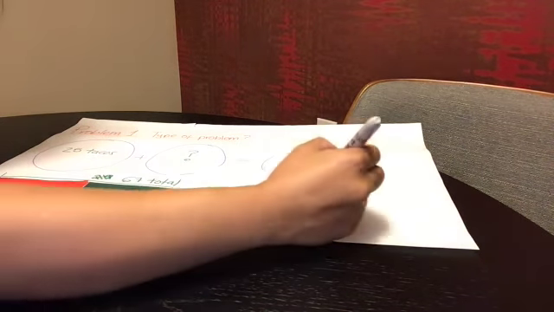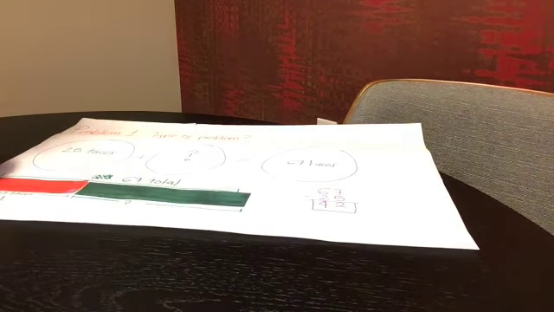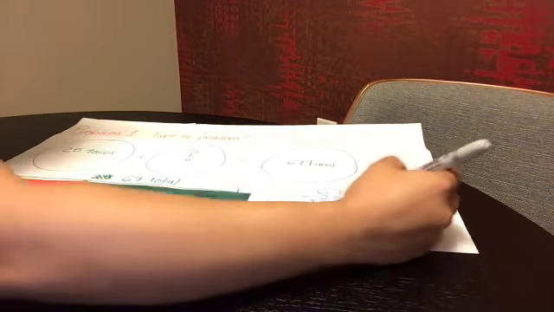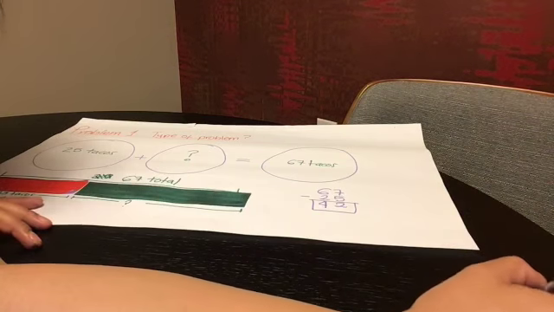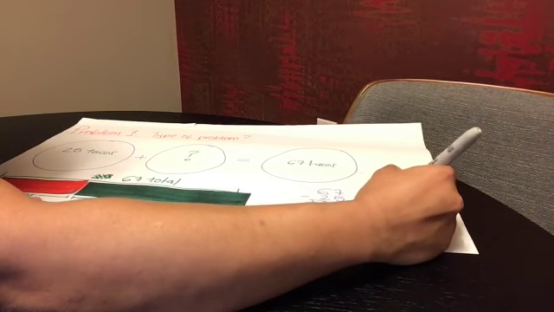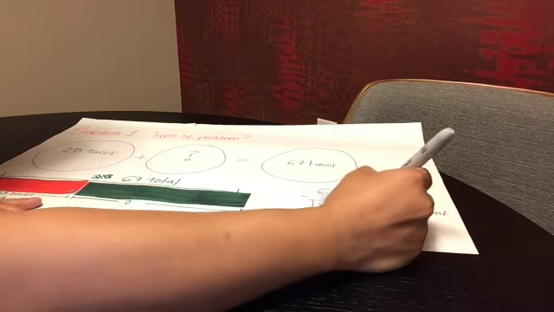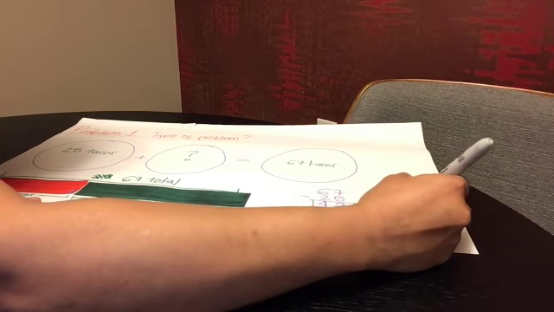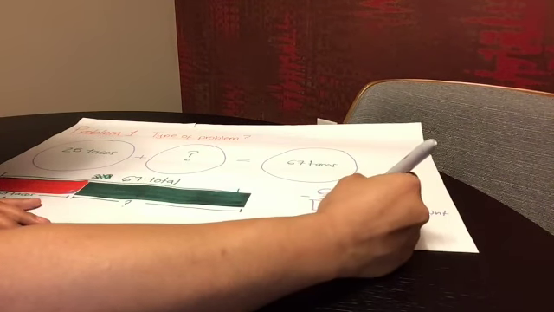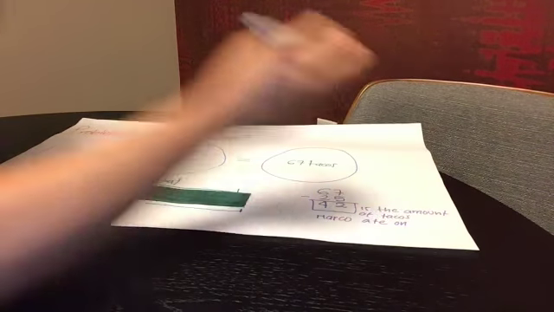So this 42 represents the number of tacos that Marco ate on day 2. So I'm going to say 42 is the amount of tacos Marco ate on day 2.